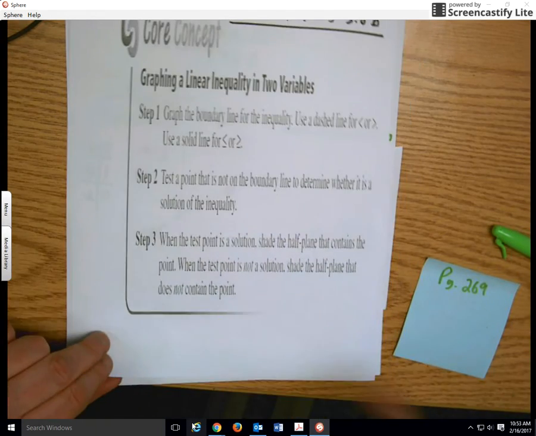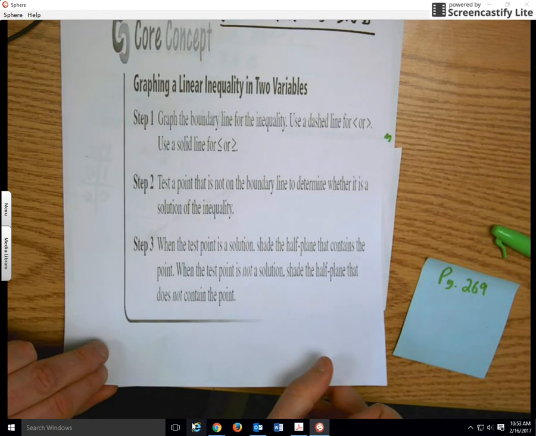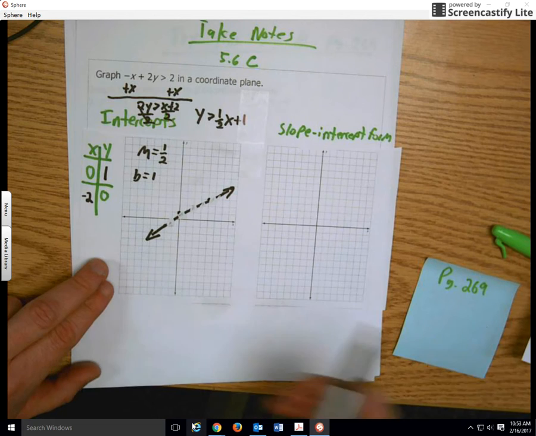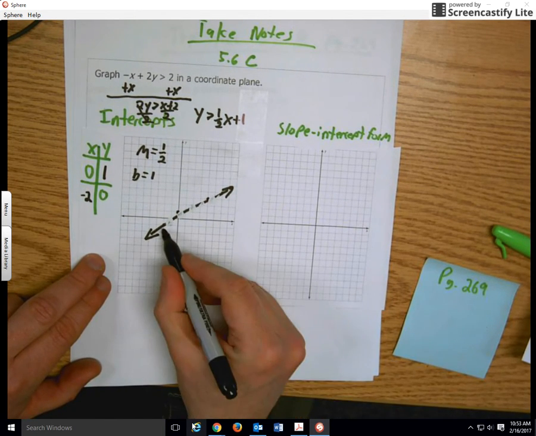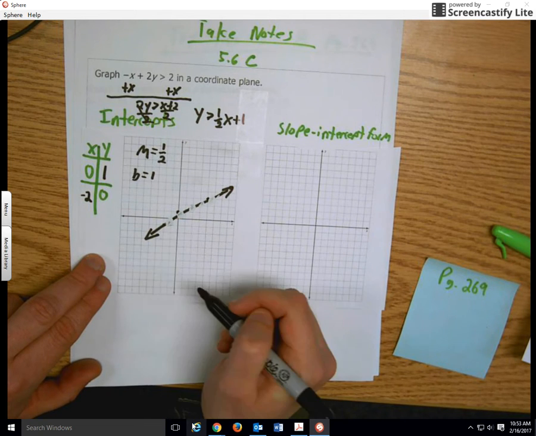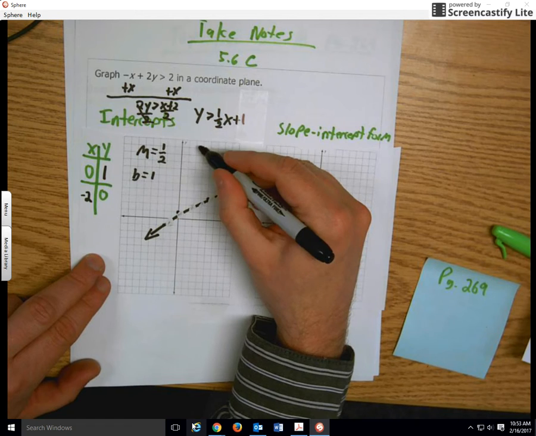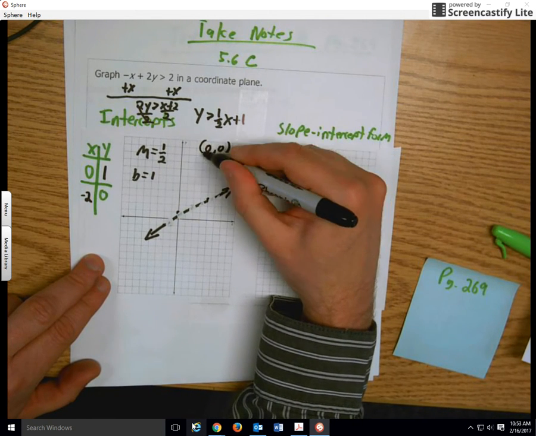So step 2 is test a point that's not on the boundary line to determine whether it's a solution of the inequality. You can choose any numbers. I like to choose the origin, 0, 0. It just keeps the math so simple. It doesn't look like the origin's on the boundary line. It's pretty close, though, but it doesn't look like it's quite on it. So I'm going to try 0, 0 here. So I'll substitute a 0 for the x and the y.